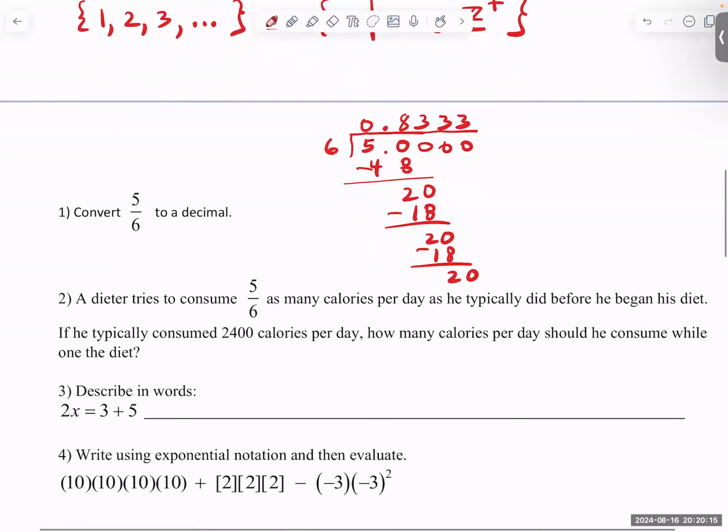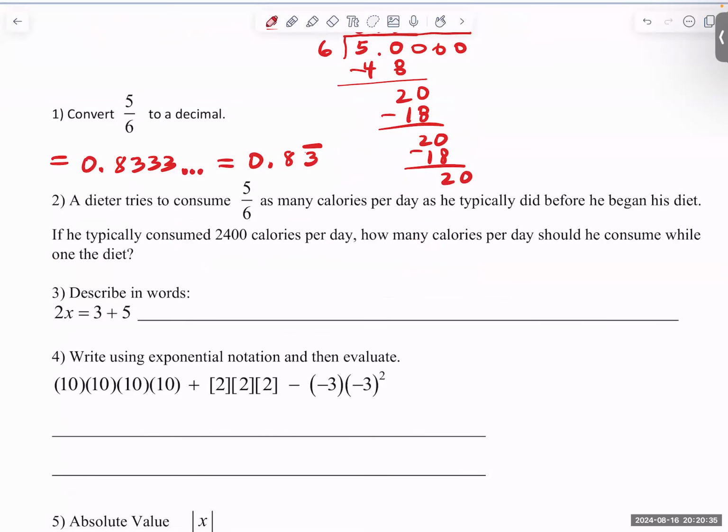So 5/6 is exactly 0.8333 ellipsis, or we can put a bar on top of the repeating digit, the repetend, 0.83 bar.